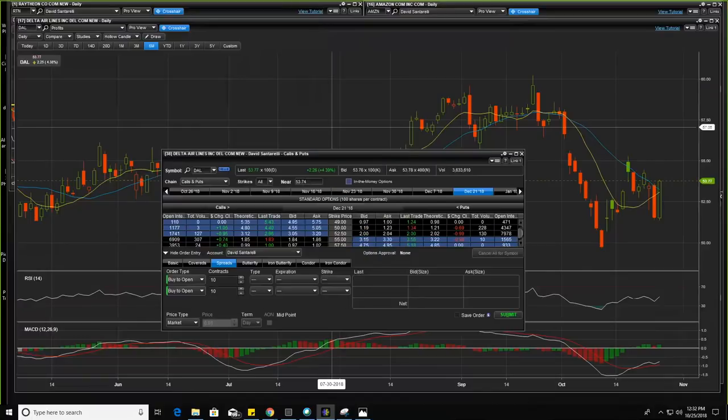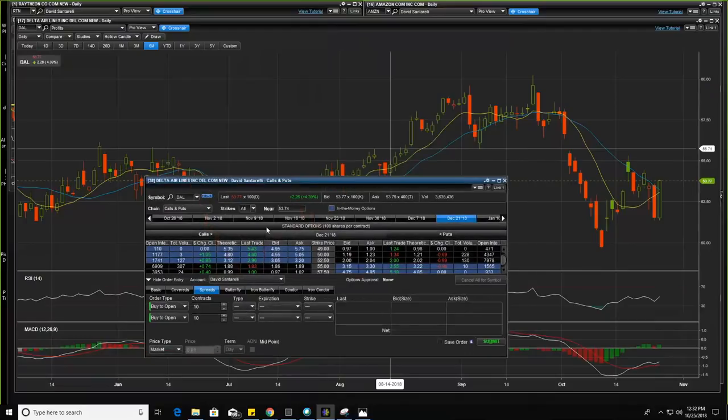So I want to be out of that trade by the 6th. So you take a mental note and you say, okay, let's be out of this trade by the 6th if we're doing a spread. If we're doing regular calls, it really doesn't matter. Okay, so right now, Delta, let's take a look at the December 21st.